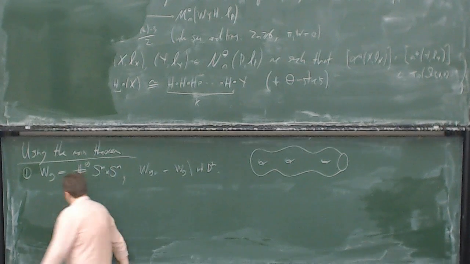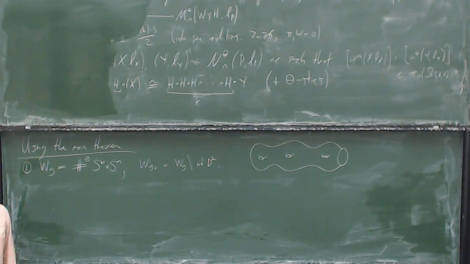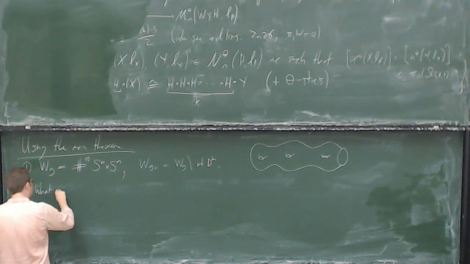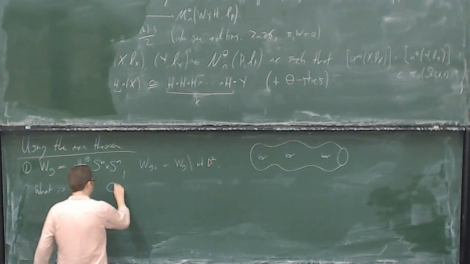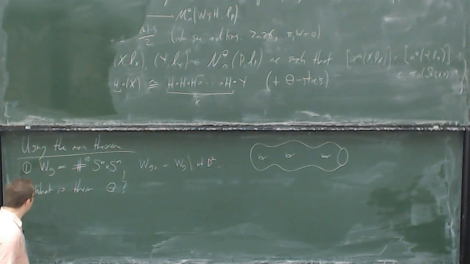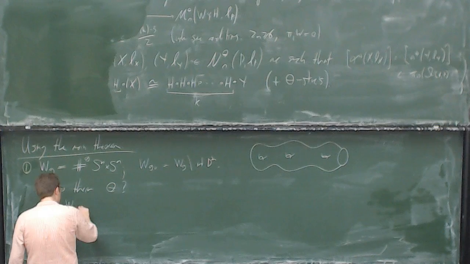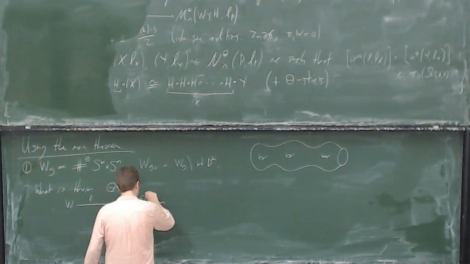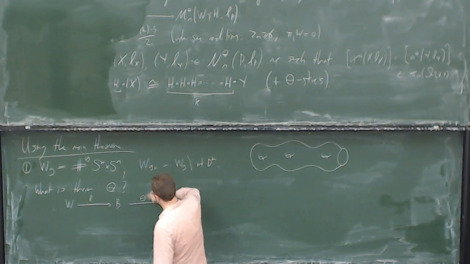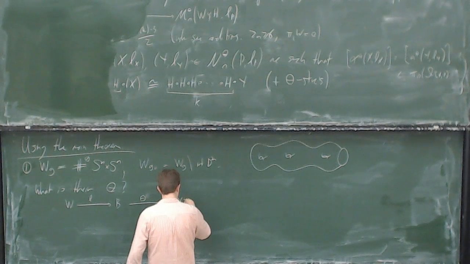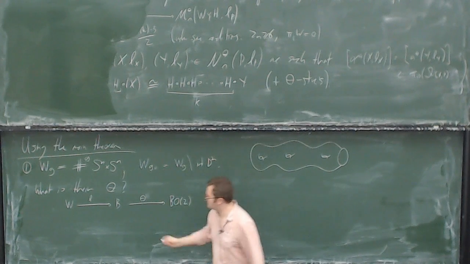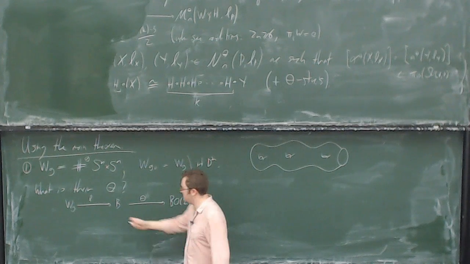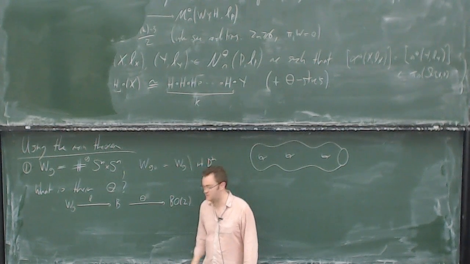So let's compute what the associated theta structure is for these manifolds. What is their theta? All we know about it is that it fits into a factorization of the Gauss map of this W_g, i.e. the first map is n-connected and the second map is n-co-connected.